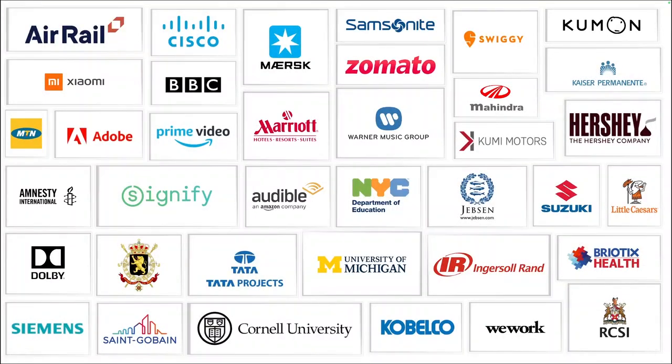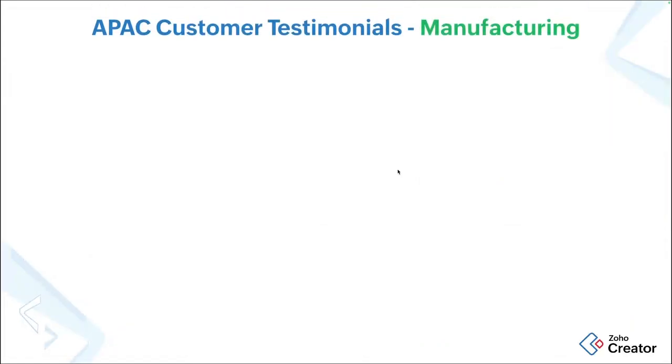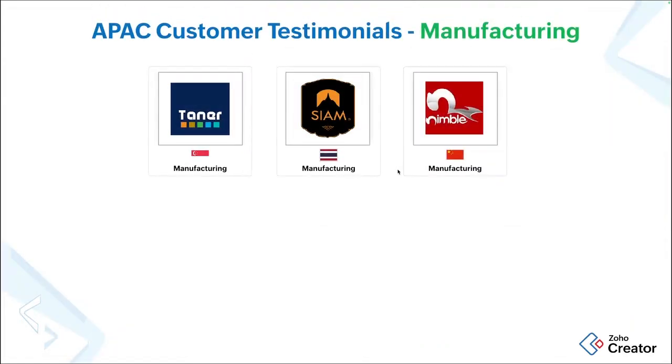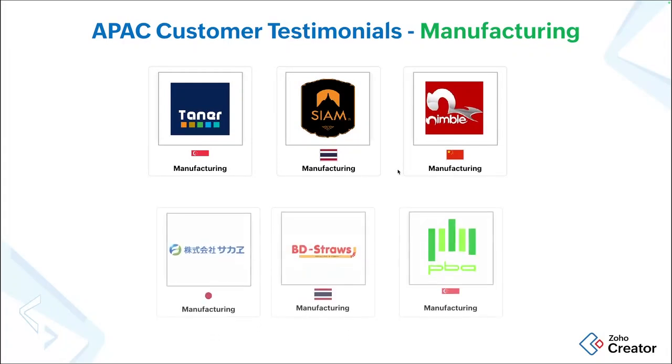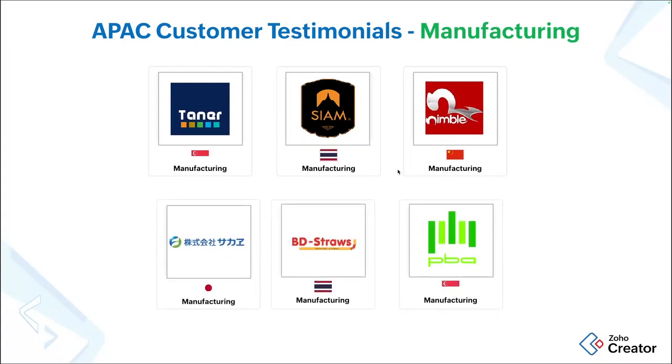Now we'll also look at certain customer case studies that are using Creator to run their manufacturing business. Now these are some APAC customers that are using Creator for different business cases. Apart from which, these are specific customers that are using Zoho Creator to run their manufacturing business. So we have Tanner from Singapore, PBA Systems from Singapore, and from Thailand, we have Deciam, BD Straws, and from Japan, we have Sake, who does furniture manufacturing, and from China, we have Nimble that is using Zoho Creator for their manufacturing business here.